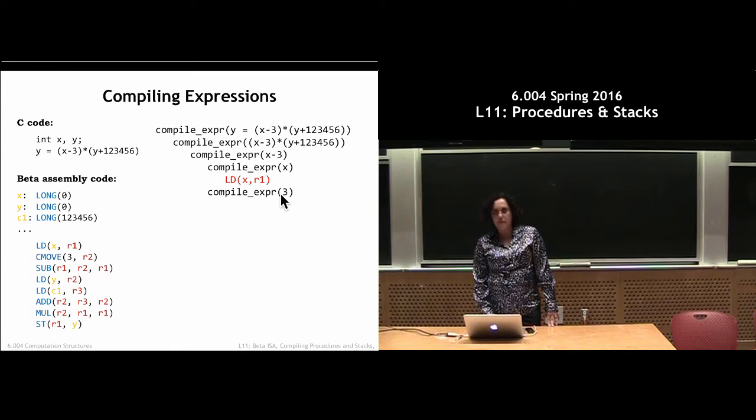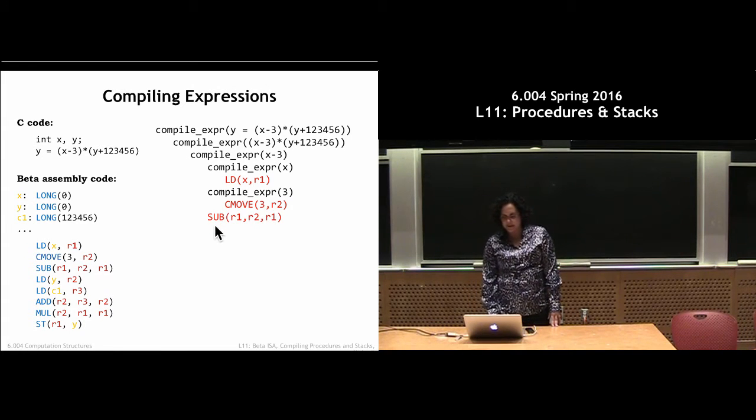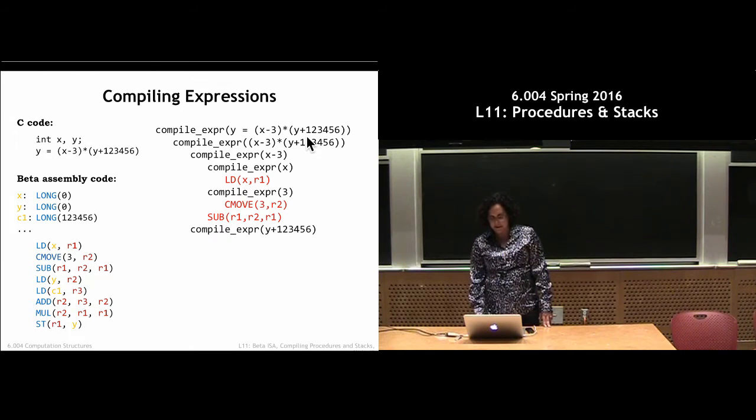We then continue with the next expression, which is 3. The translation of that into assembly is CMOVE 3 into another register. Now we're ready to do our subtract, so we subtract R2 from R1 and store that result into R1. We're going to need to maintain that for later multiplying with this other expression. Now we can move on to the other expression, and we do the same kind of thing with compile y. That's basically a load of y into another register that's not currently used.